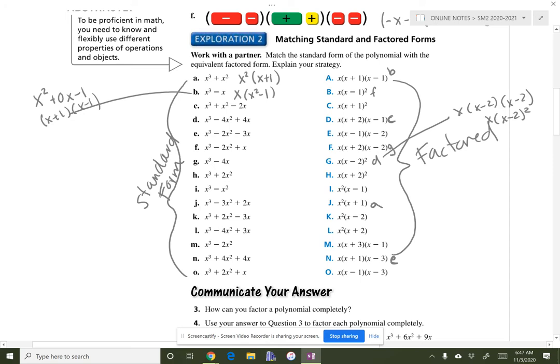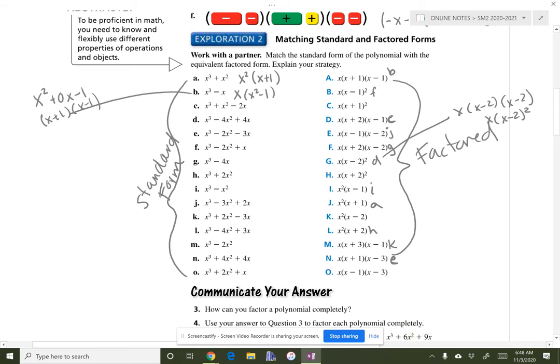G. H is going to be x squared times x plus 2. I is going to be x squared times x minus 1. J is going to be x times x minus 2, x minus 1. So there's J. K is x plus 3, x minus 1.